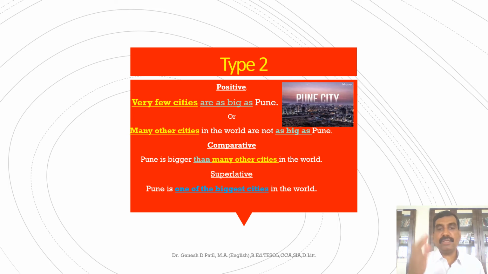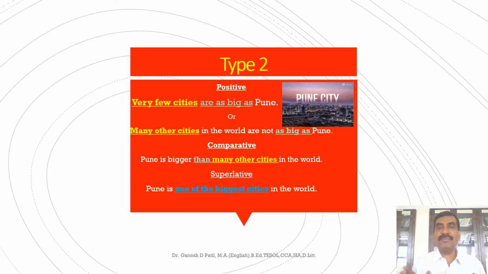So let us see all sentences once again. See, the meaning does not change, though the formation of sentences in each degree changes. Very few cities are as big as Pune. The same sentence in positive again: many other cities in the world are not as big as Pune. Now see how it changed in comparative. Pune is bigger than many other cities in the world. And then superlative degree, Pune is one of the biggest cities in the world.